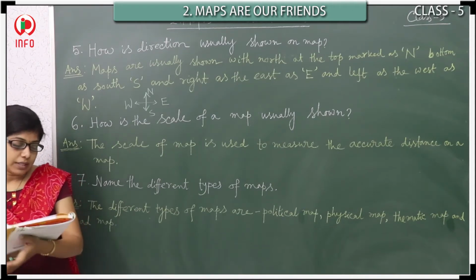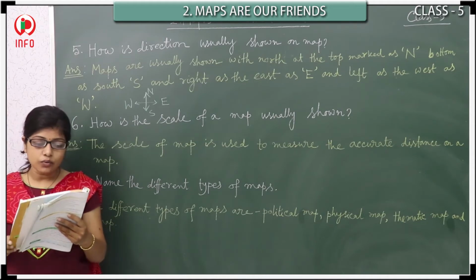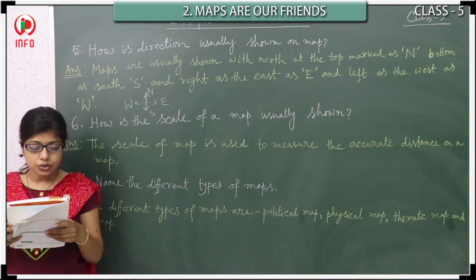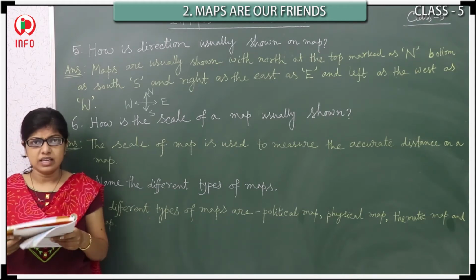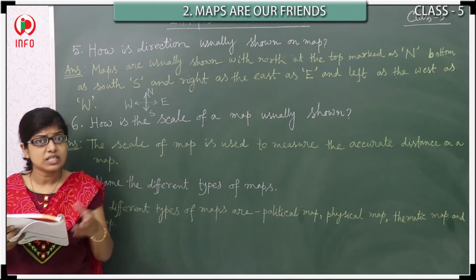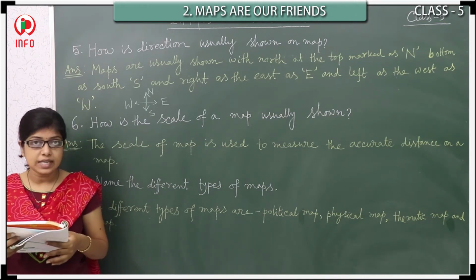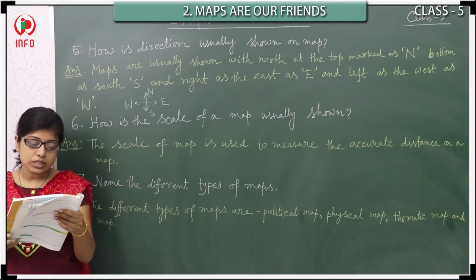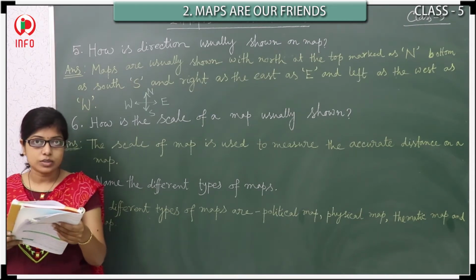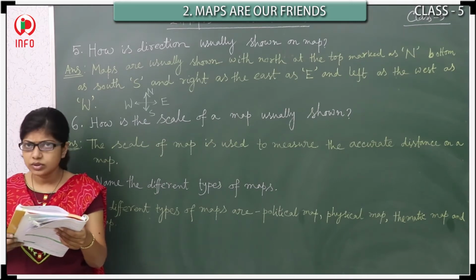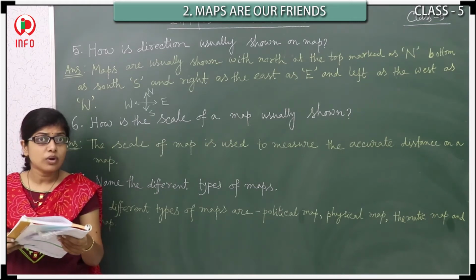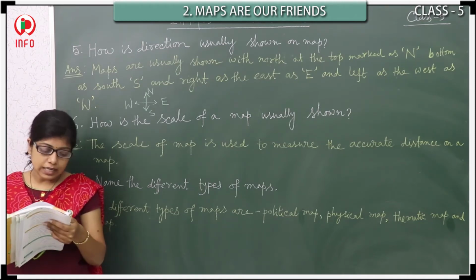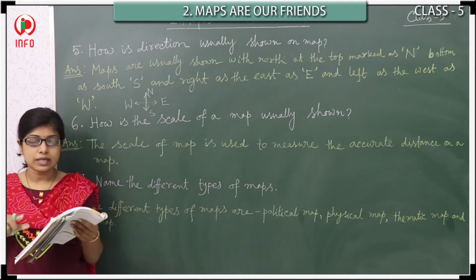Next, the C bit. Write yes or no for the following statements. First one, plains in a map are shown in green color. Is it correct or not? Yes, that one is correct. So you have to write yes inside the bracket. Next, the second one, maps are not convenient than globes. Is it correct? No, that one is not correct. Maps are more convenient because they are able to show us more specific areas. That's why you have to write no inside the bracket.